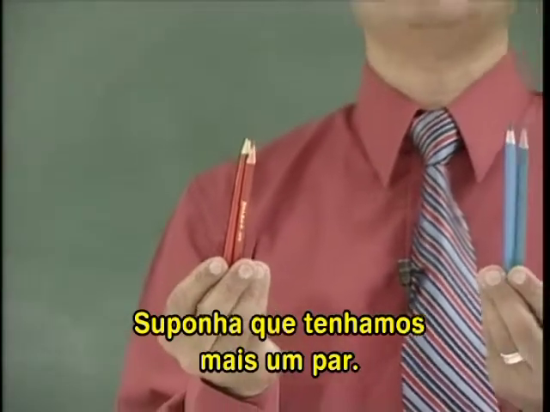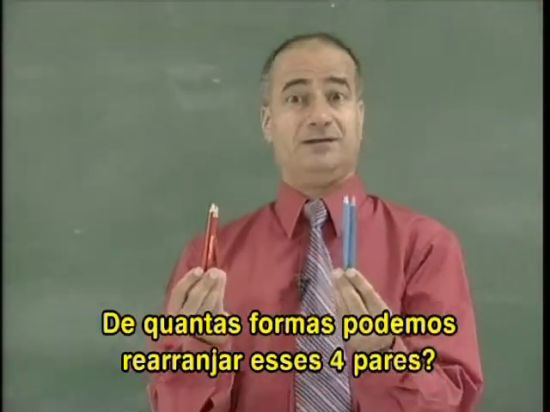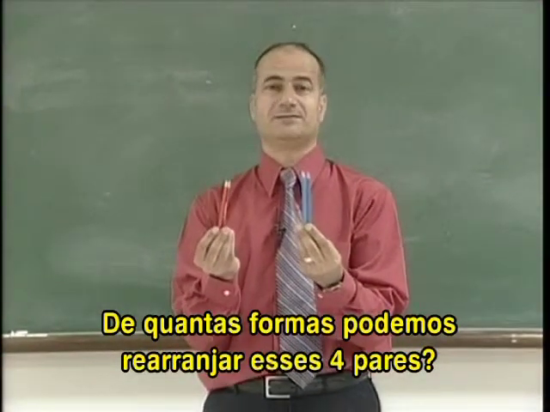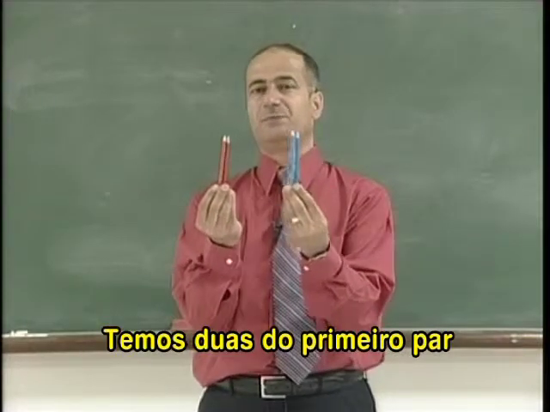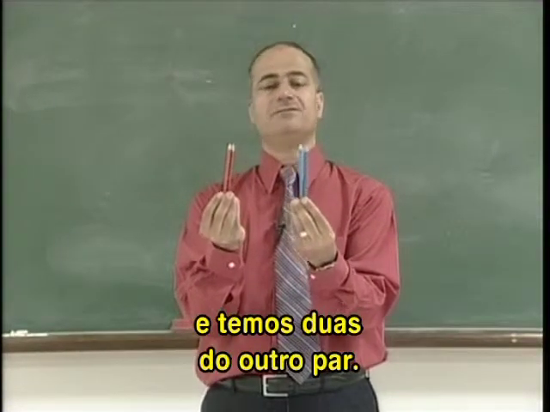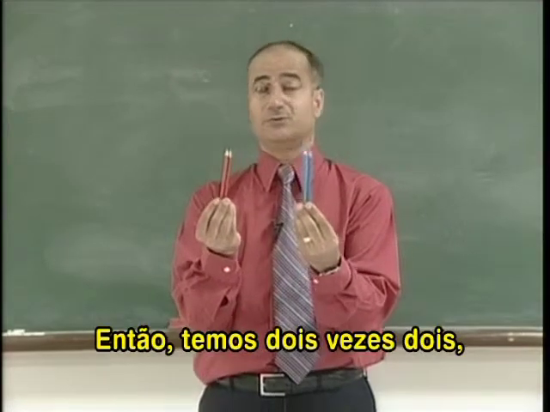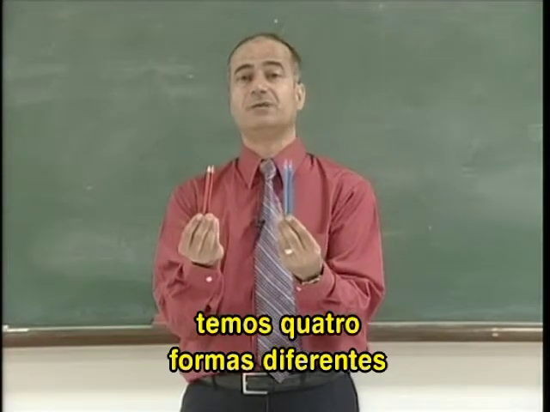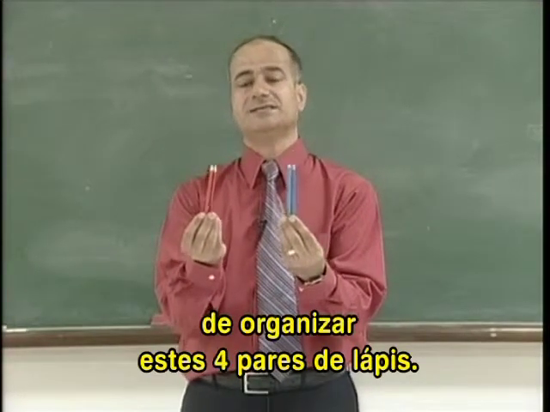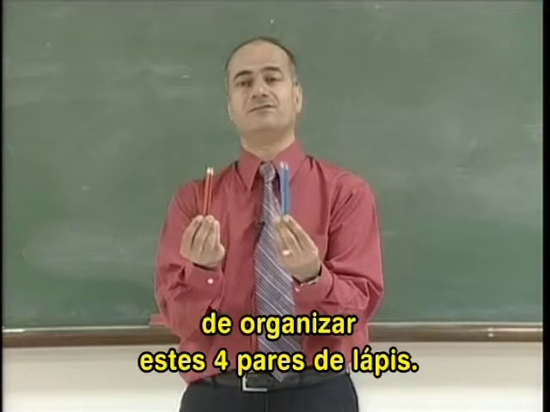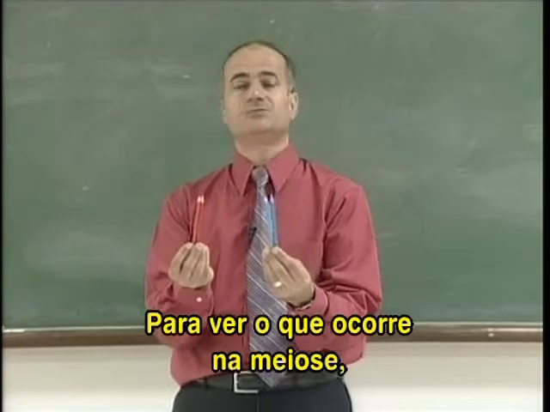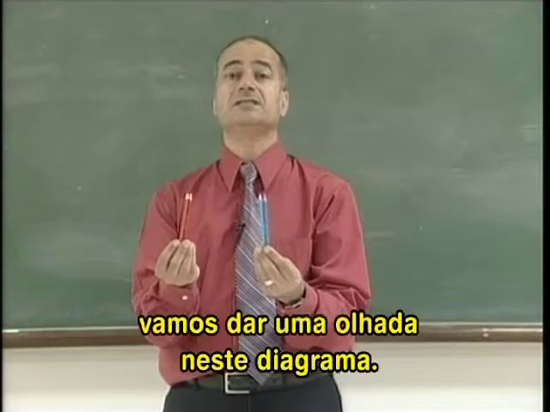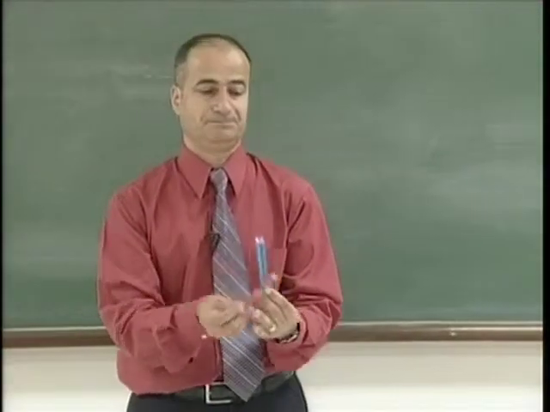Now suppose that we have another pair. In total, how many different ways can we arrange these? Now, 4 pencils. We have 2 from the first pair, and also 2 from the other pair, so we have 2 multiplied by 2. We have 4 different ways of organizing these 4 pencils. Now, to see what happens during meiosis in independent assortment, let us look at the following diagram.